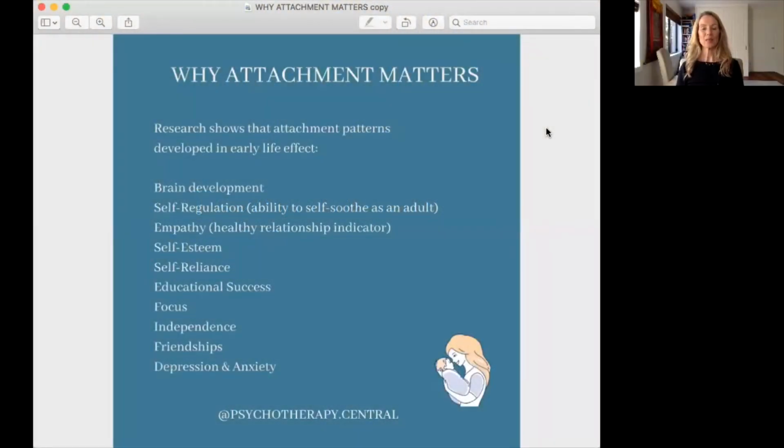So I've had a lot of people ask me recently, what is attachment theory and why does it matter? Attachment theory was developed by John Bowlby and was built on by a number of other theorists later. A lot of research was done into it. And what it basically is, it's talking about the attachment with our primary caregiver.